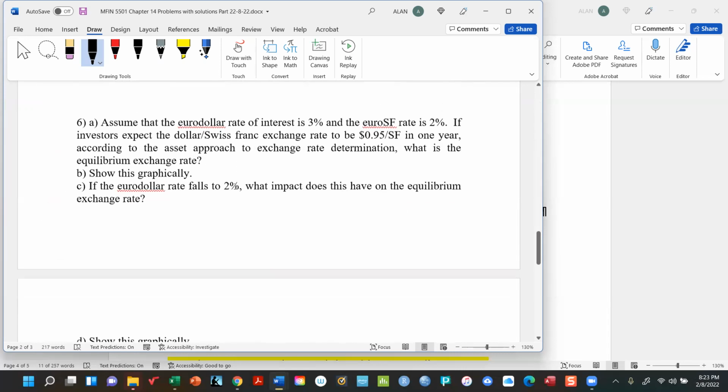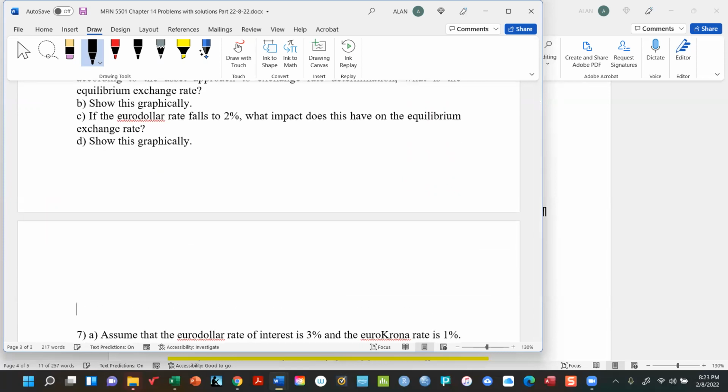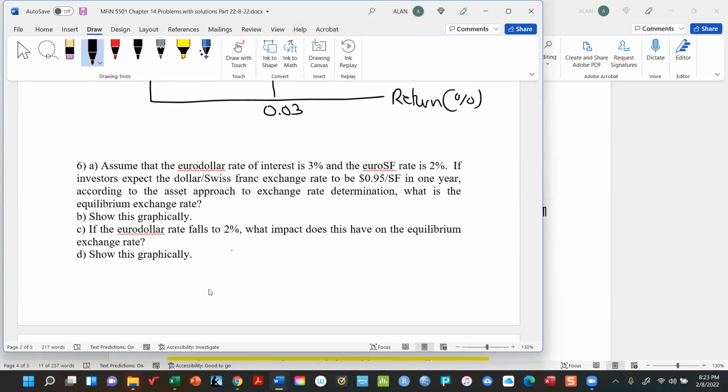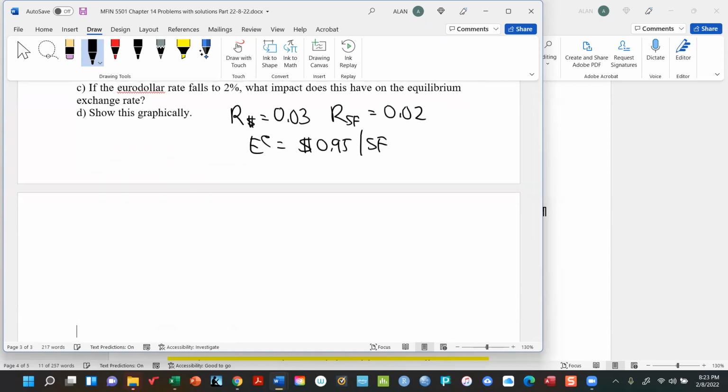So for 6, let's take a look. This time, just to make it fun, we've got Euro Swiss franc. Yes, there is a Euro Swiss franc rate. So our dollar rate is 3, we'll call it just RSF, it's 2. And the expectation is 95 cents per Swiss franc. Now, I think the first night I showed you how the actual official abbreviation is CHF, but we'll stick with SF for now. All right, so we can go to our formula and figure out the equilibrium exchange rate. And as long as it's still dollars per unit of foreign currency, we can continue to use the same formula.